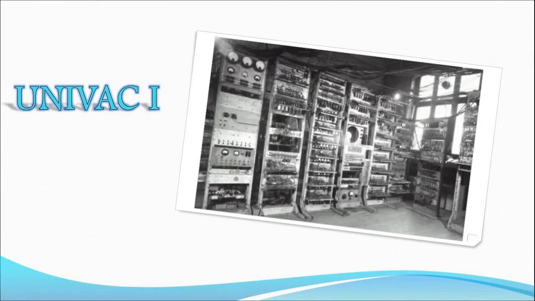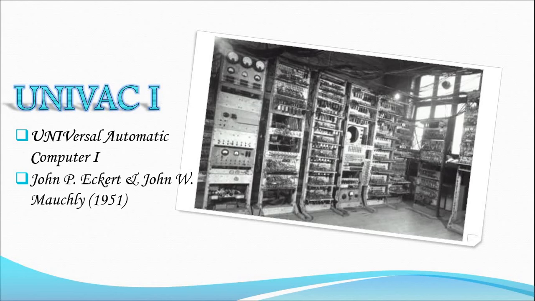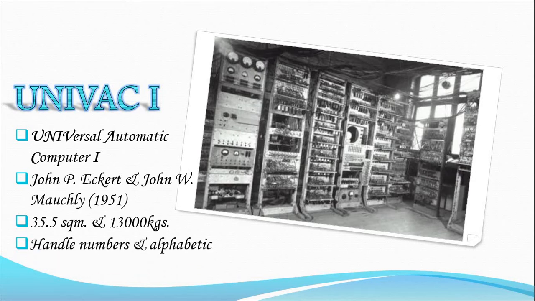Next, UNIVAC 1. It stands for Universal Automatic Computer 1. It was developed by John P. Eckert and John W. Mauchly in 1951. It occupied an area of 35.5 square meters, and it weighed 13,000 kilograms. It was the first commercially available electronic computer. It can handle numbers and alphabetic characters properly.